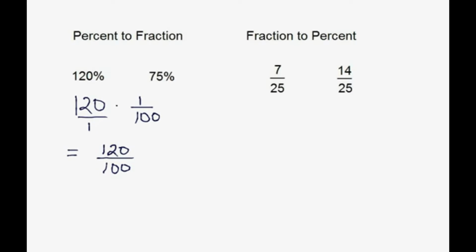120% as a fraction is 120 over 100. This fraction can be simplified to 6 over 5.